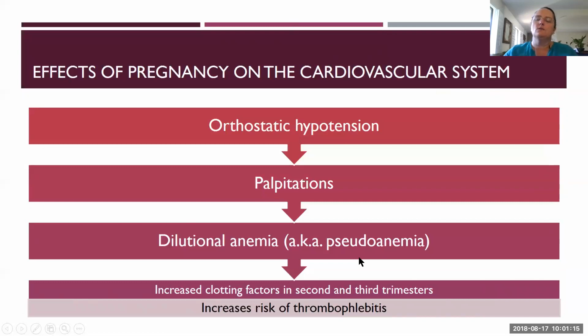So again, with the cardiovascular system, we might see palpitations because we have that extra blood flow. We have dilutional anemia. We've talked about that a ton. We also see increased clotting factors in the second and third trimester in anticipation of this mother who's going to be delivering soon, where we do want her to be able to clot. But the other side of that coin, the possible problem with that, is she has much more chance of having a DVT or a PE, some other kind of clot. So it makes it a little more dangerous.